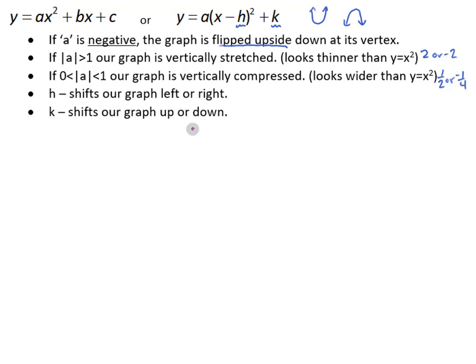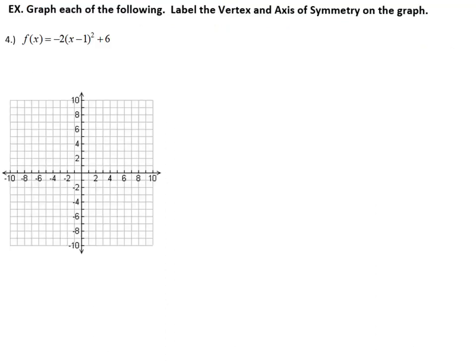So it's important to know, if a is negative, it flips my graph upside down. If a, regardless of its sign, has a digit bigger than 1, we get a vertical stretch. If a is between 0 and 1, we get a vertical compression, which makes it look a little wider. h will shift my graph left or right, and k will shift my graph up or down.